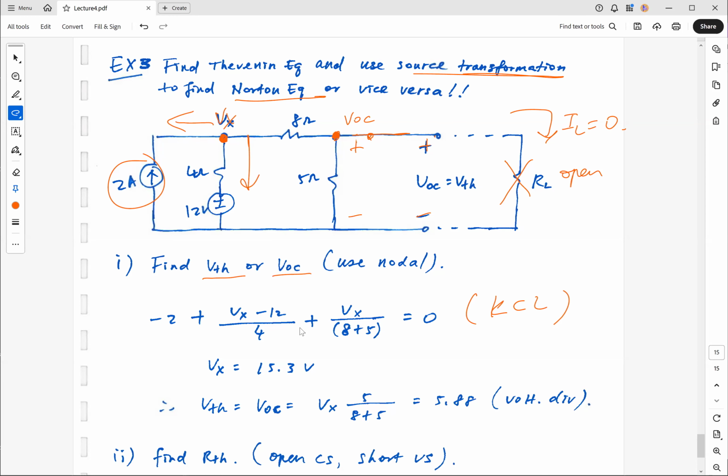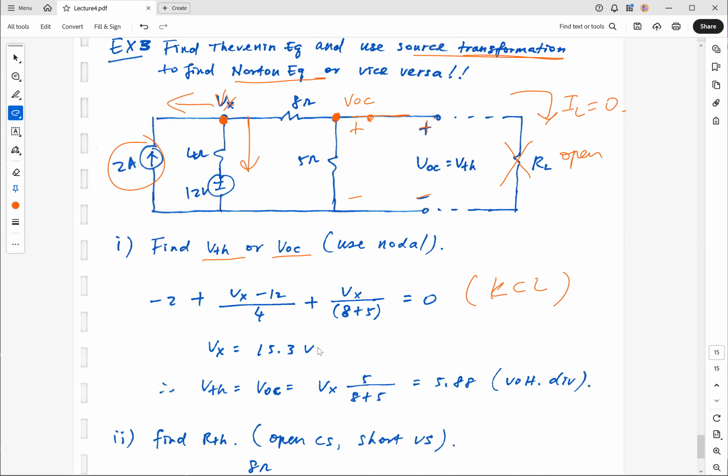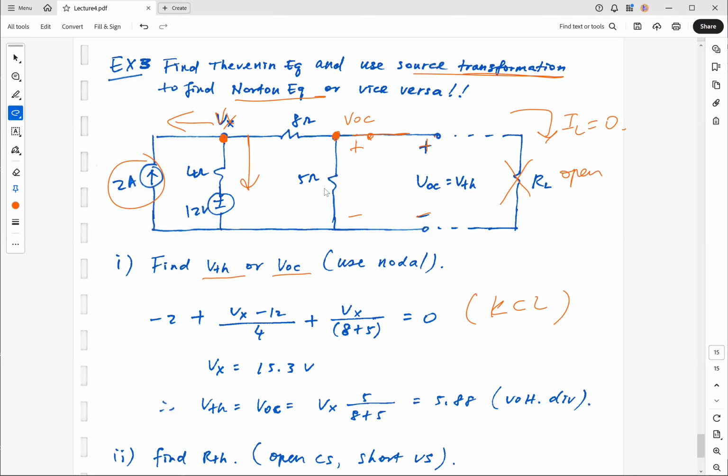Once we found Vx, the next step is to use voltage division to find VOC, that's all. So VTH or VOC is equal to Vx times 5 over the sum, simple voltage division again, as I mentioned. So this is 5.9 volt, based on voltage division.